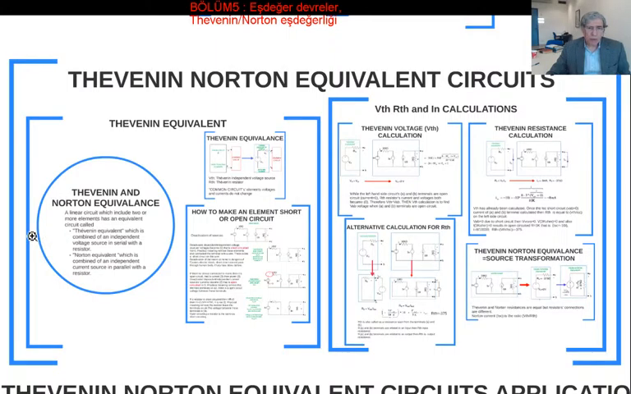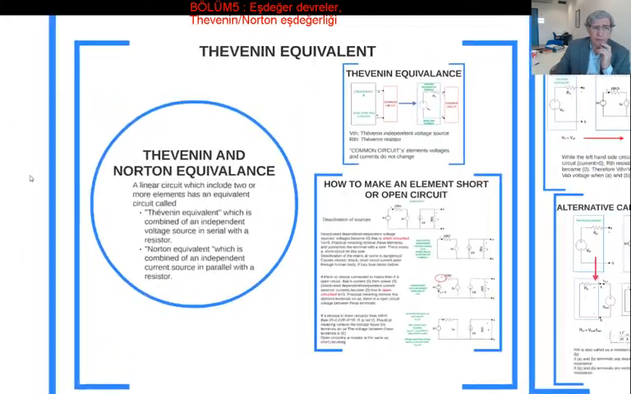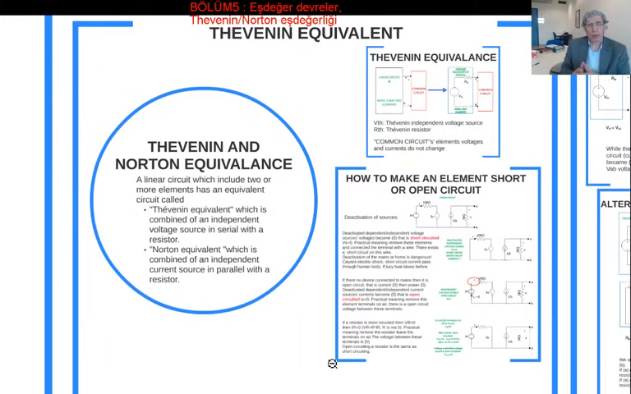We will be examining the Thevenin equivalent in one video frame, and another frame in another video. This frame video includes the calculation of the Thevenin equivalent circuit's parameters, and what information we need to understand the Thevenin equivalent circuit. So come to the first frame, Thevenin and Norton equivalence.